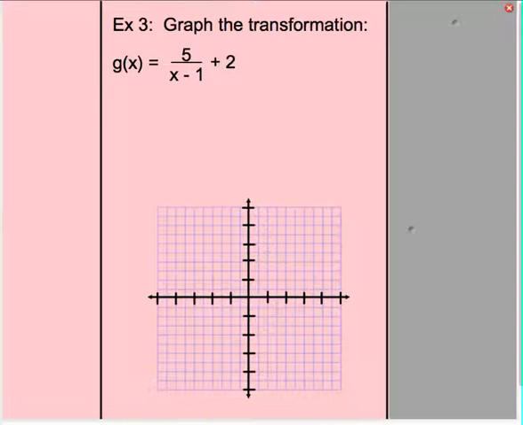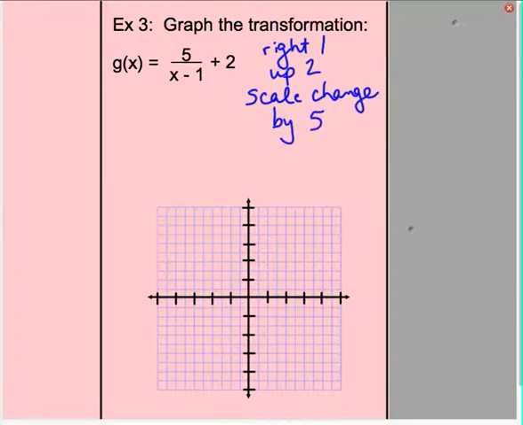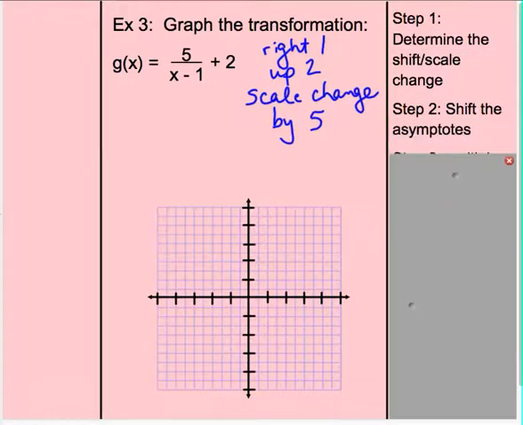And our second transformation, in the denominator grouped with the x, it looks like a left shift, so we're shifting right 1. And then outside the denominator, we've got that plus 2, so we're going up 2. Now in the numerator, we're multiplying by 5. So that's a scale change. So that was the shift and scale change. Shift the asymptotes, so the asymptotes are going right 1 and up 2. So I'm going to plot that as my new origin and draw my asymptotes through my new origin.